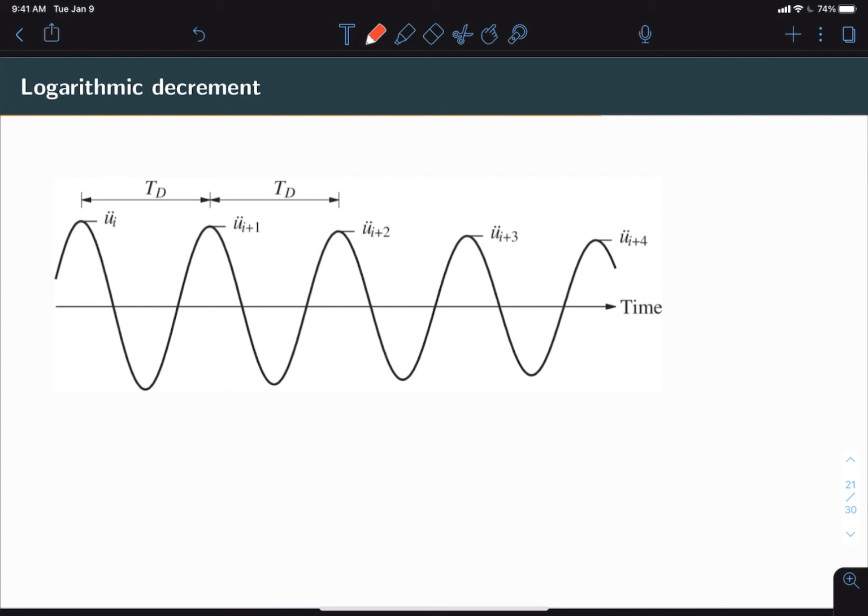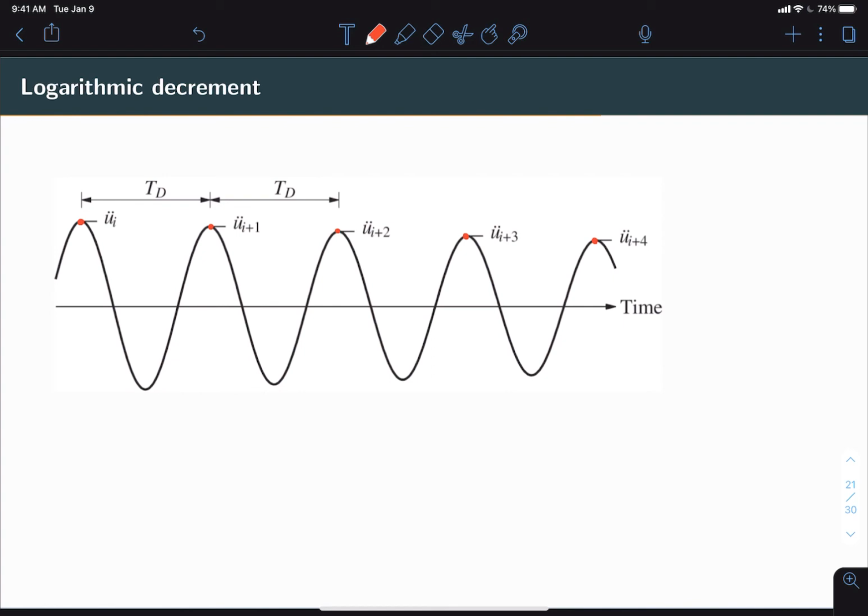All we do is simply look at successive points in the decay, and they can be at any point in the response as long as they are one period apart. But usually we will pick the peak of each oscillation.